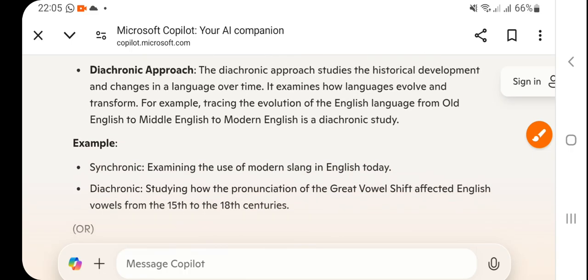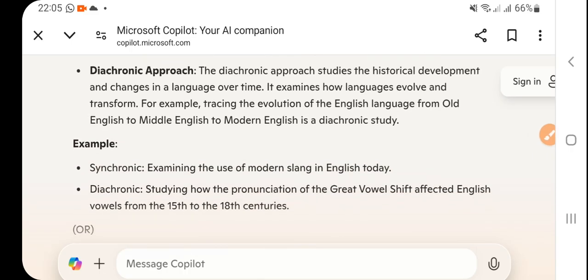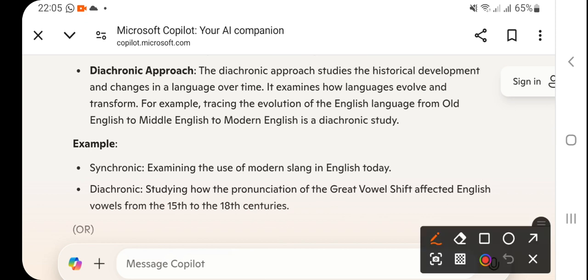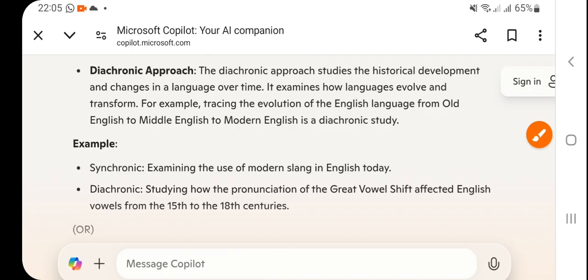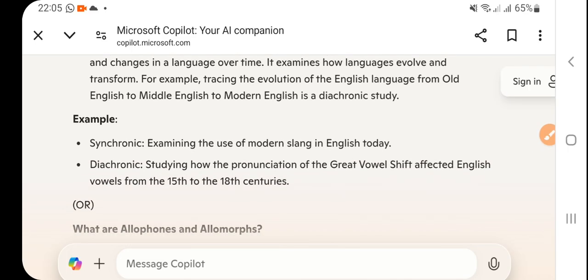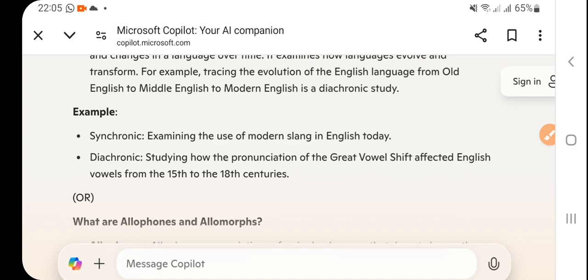Whereas diachronic is the approach that studies the historical development and changes in language over time. So what was the pronunciation of old text compared to new text, grammatical changes and vocabulary. When we study the historical development of language, that will come under diachronic. It examines how language evolves and transforms.